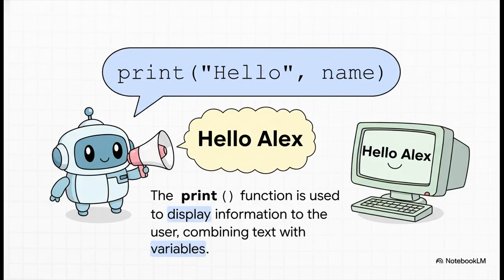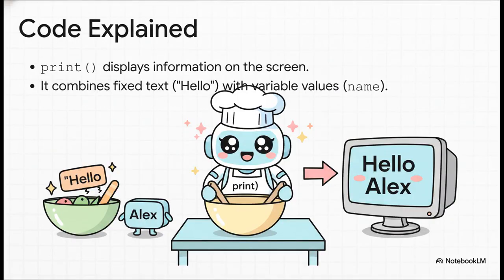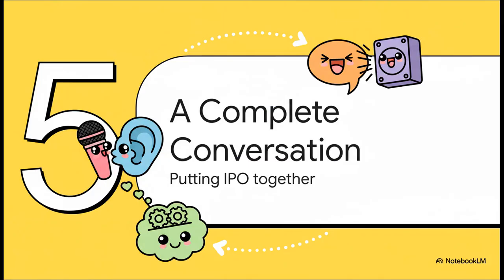And the most common way to do this in code is with a print command. Here, we're simply telling the program to display a friendly message to the user. Now, the really cool thing about print is how flexible it is. It doesn't just show static text. It can take a fixed piece of text, like the word hello, and combine it with whatever is stored in our name variable. So if Alex is in that variable, the output becomes hello Alex. It builds the message on the fly. It's completely dynamic.